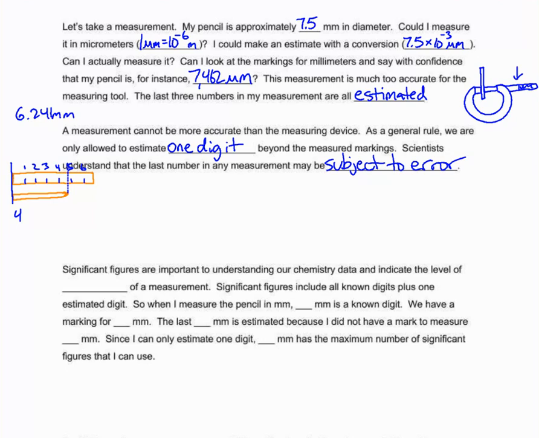So I wouldn't want to just say 4. It's best if I estimate something here. So a half would be about here. This could be, I'm going to say 4.7, and we're going to say these are centimeters. This is a very short pencil. 4.7 is a good estimate.